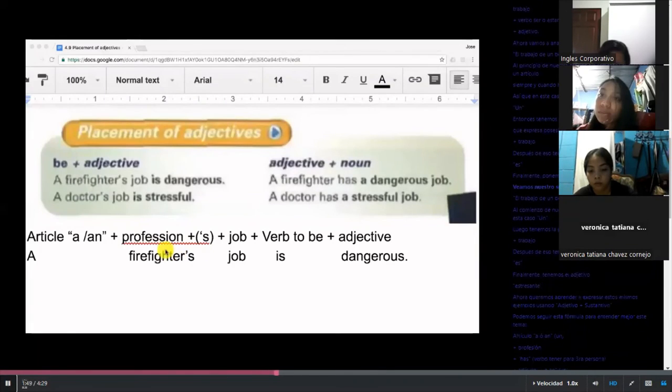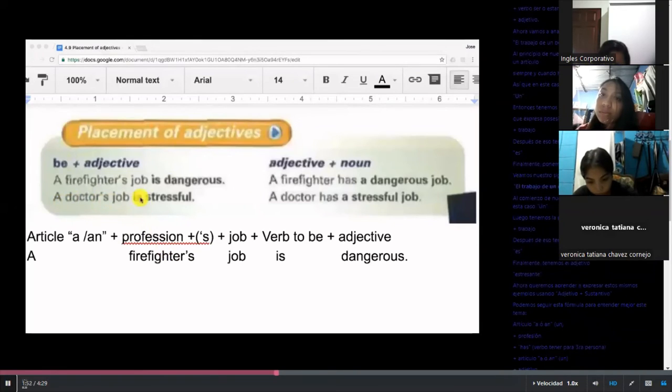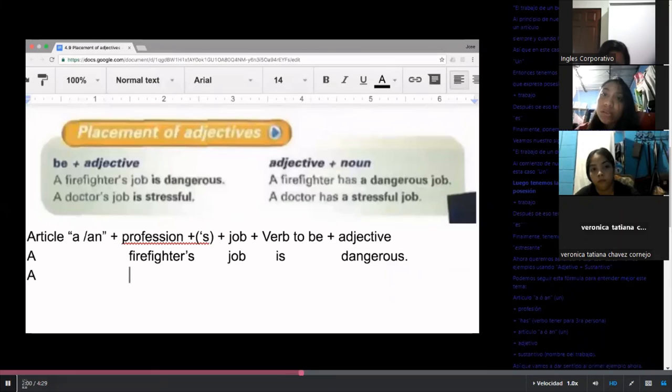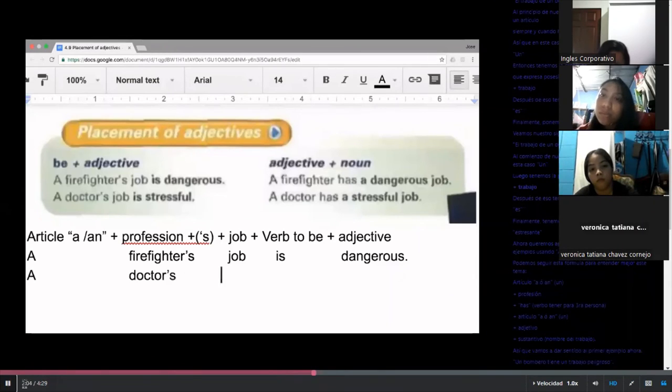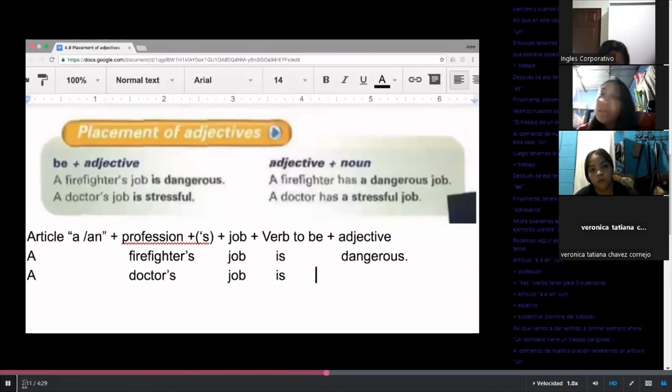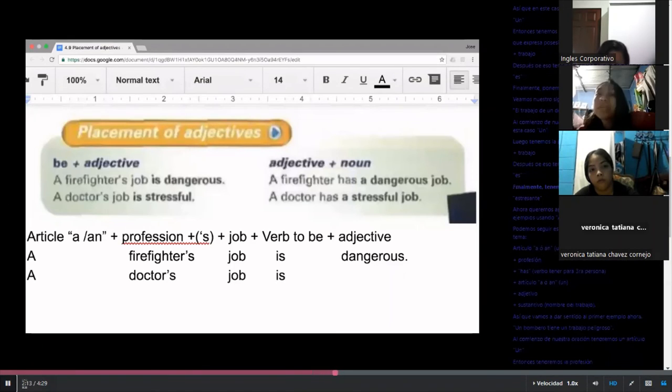Let's look at our next example. A doctor's job is stressful. At the beginning of our sentence, we have an article, in this case, A. Then we have profession plus apostrophe S, which expresses possessive, plus job. After that, we have the verb to be, is. Finally, we have the adjective, stressful.